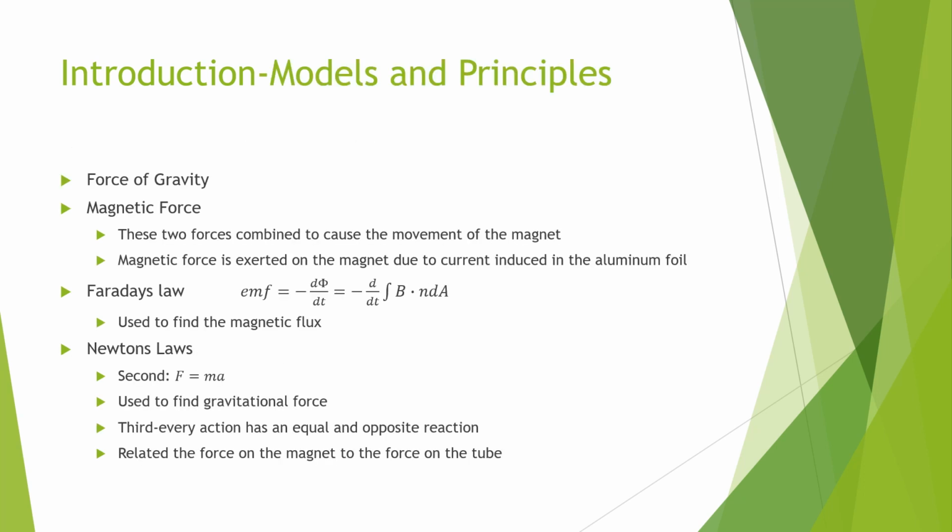There are many fundamental models and principles used in this lab. The physical principles include the force of gravity and magnetic force, which describe types of attraction forces between two objects. These forces combine to create the movement of the magnet in this lab. A magnetic force is exerted on the magnet due to the current induced in the aluminum foil. Faraday's law was used to model the magnetic flux. The equation can be seen on the slide. Newton's laws were also used to find the gravitational force and related the force on the magnet to the force on the tube.